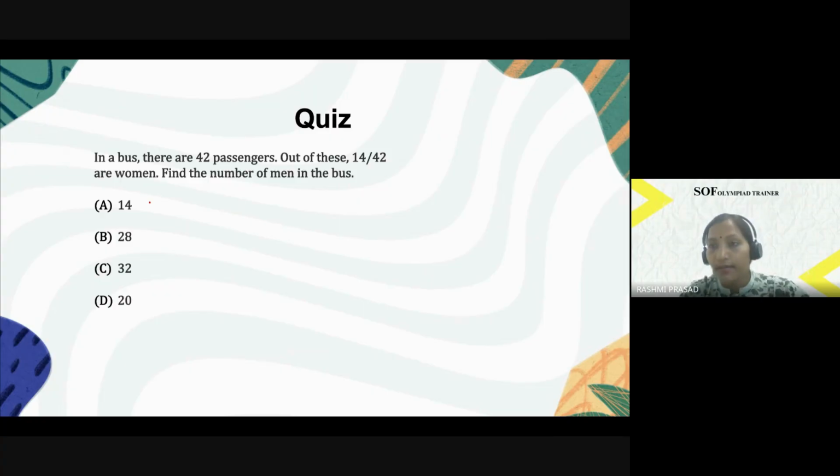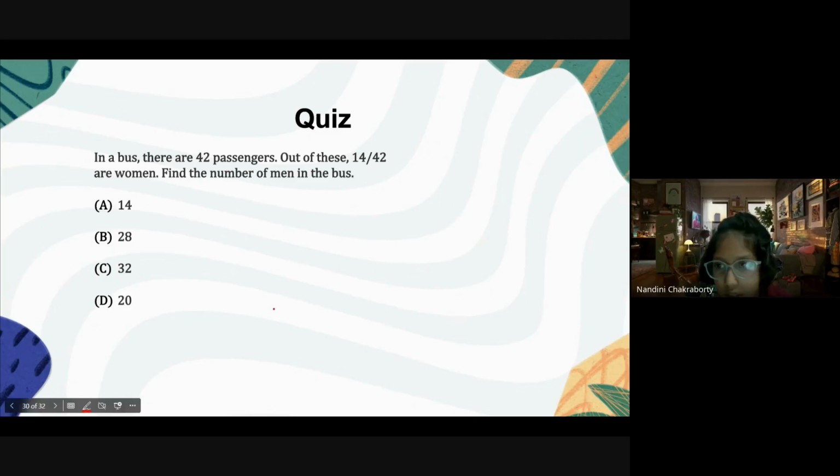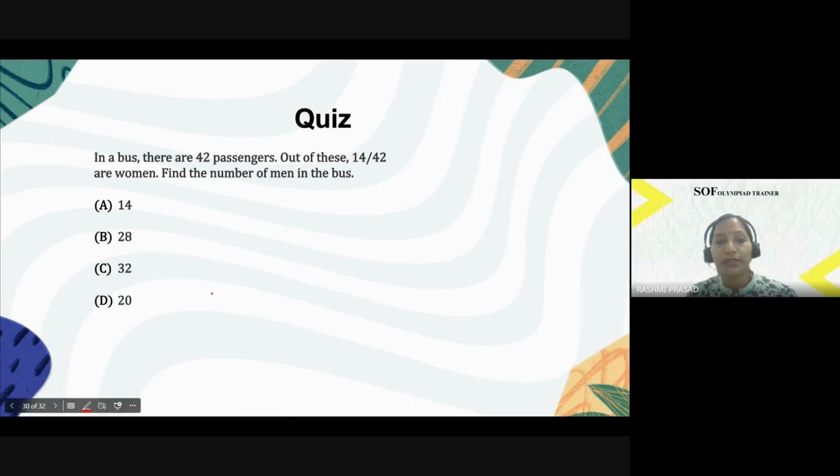Quickly, first read it by yourself and tell me the answer in the chat box. Quickly. There are 42 passengers in the bus. Out of these, 14 out of 42 are women. Find the number of men in the bus.